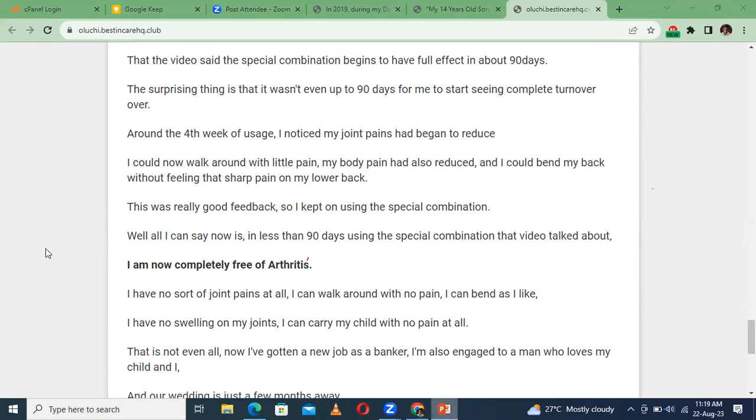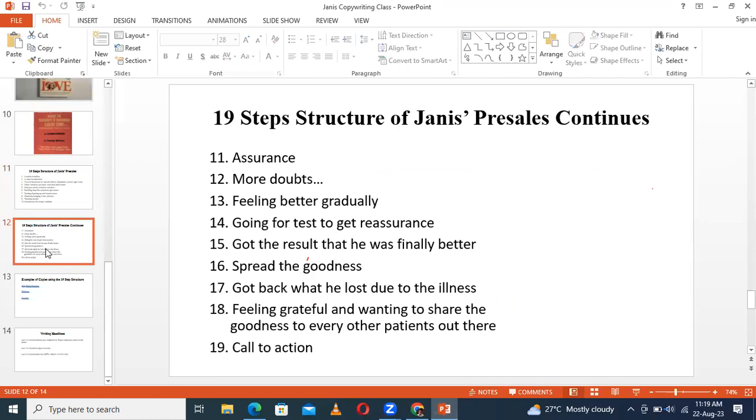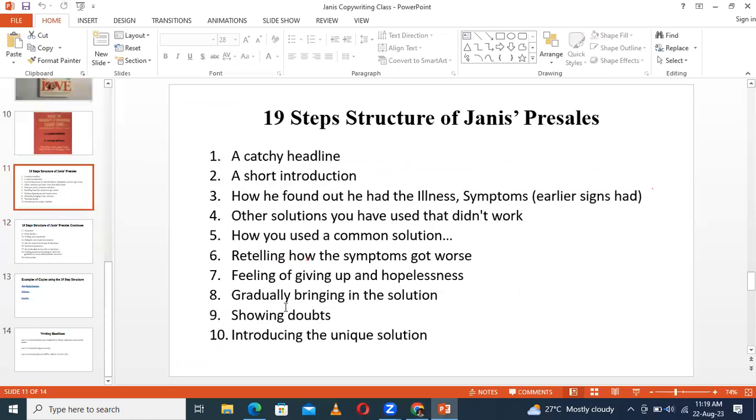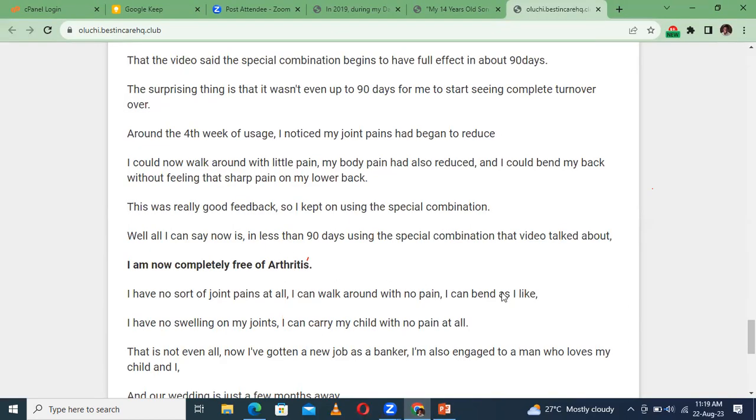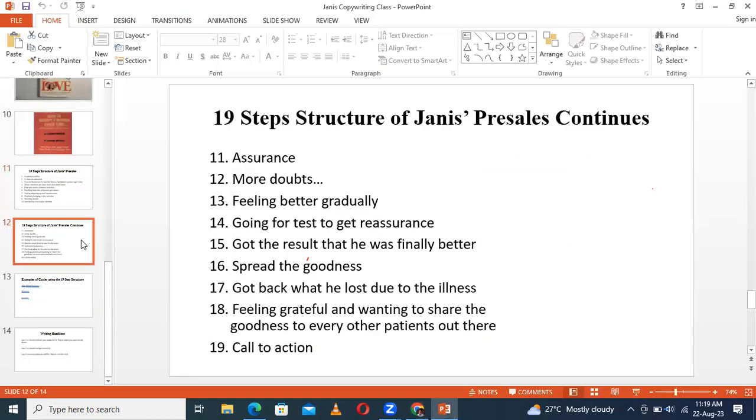What number are we now, guys? 10. Number 11. No, you guys did not notice something. We've done number 10, right? Let me show you where we did number 10. Number 13, introducing the unique solution. Let me see number 13. No, she's already better finally.